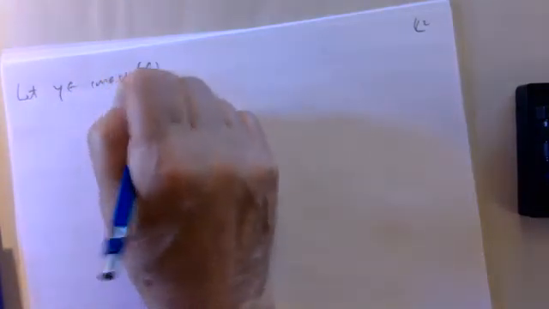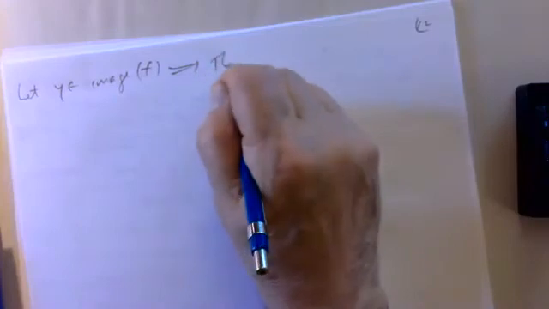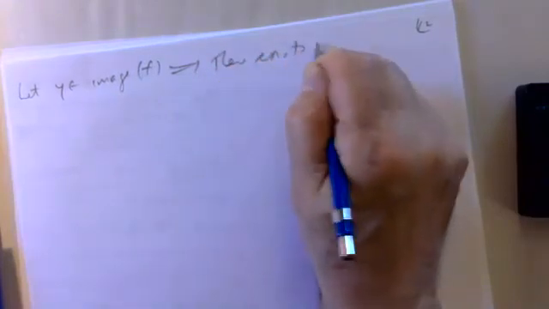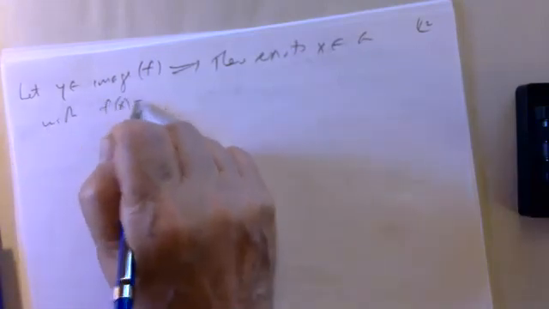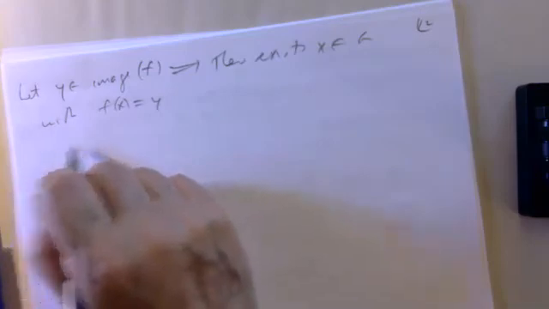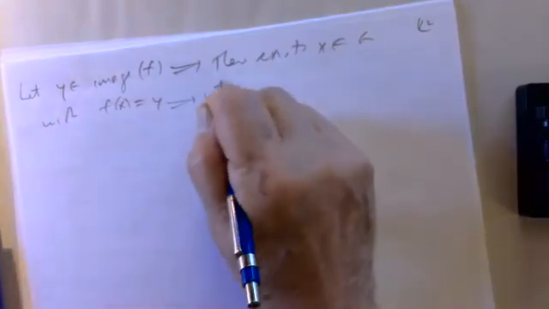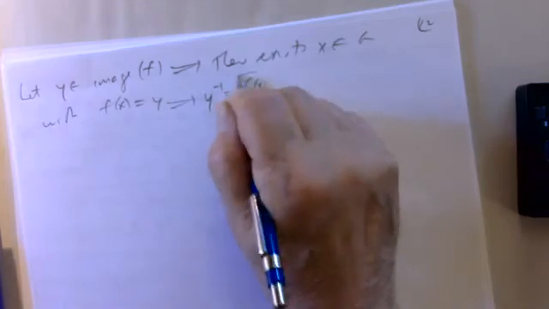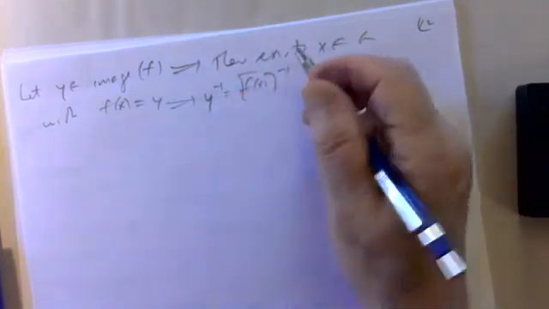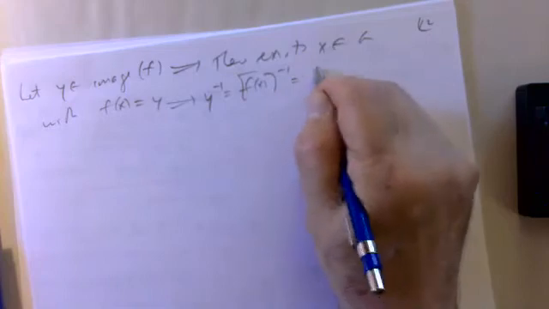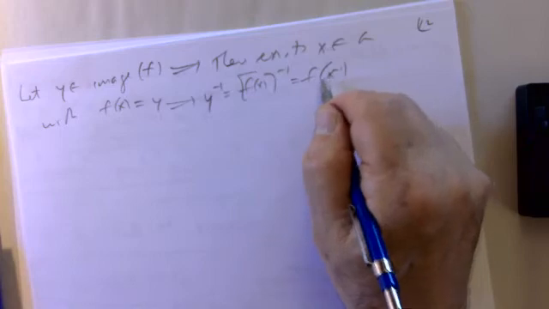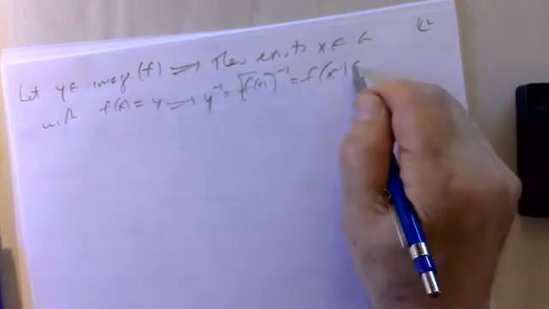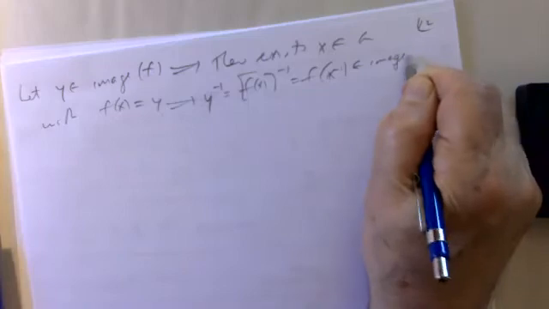So let y be in the image of f. So that means there exists an element x in G with f of x equal to y. And then y inverse, well, that's the inverse of f of x. What I proved is that the inverse of f of x is f of x inverse. x inverse is in the group, f of x inverse is y inverse, so y inverse is in the image of f.